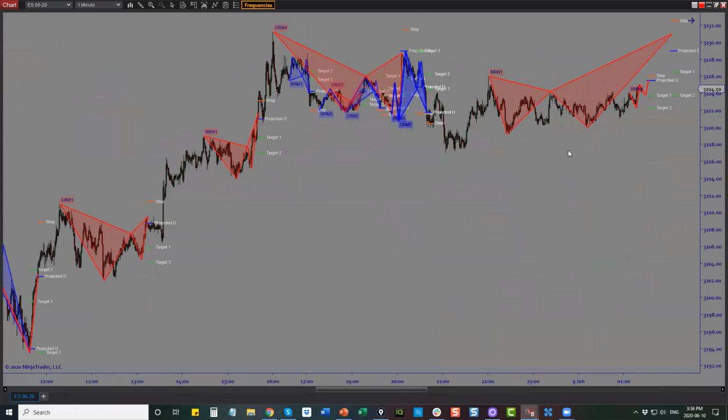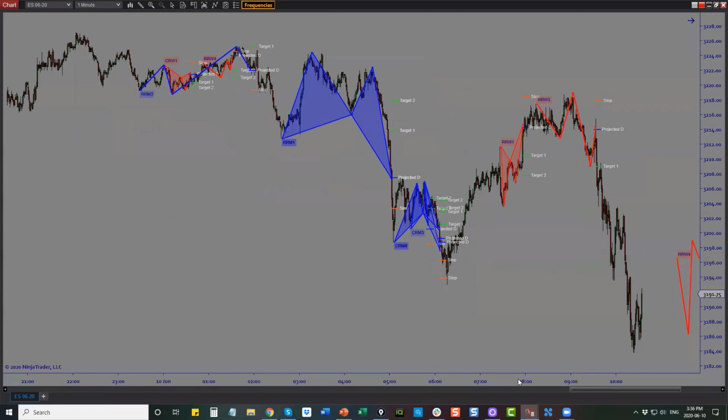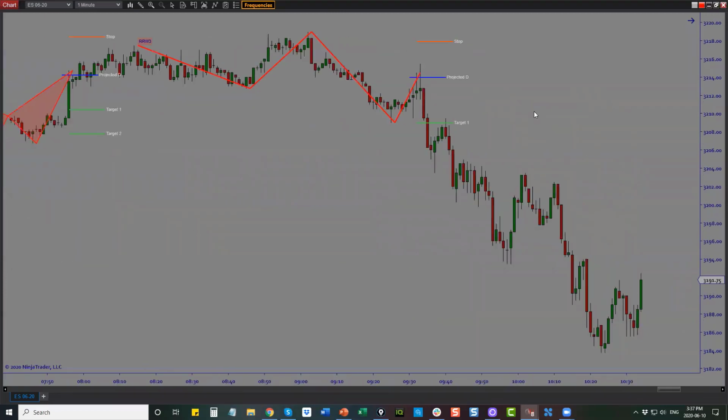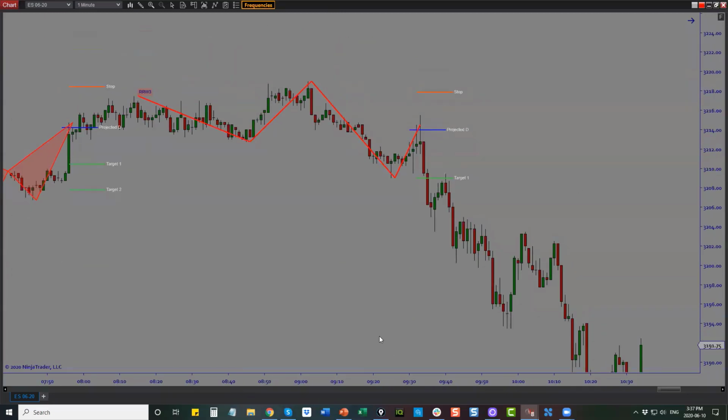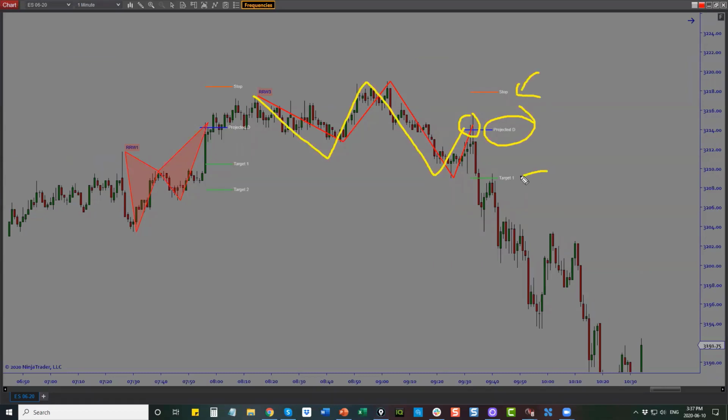The question becomes, which one should I be taking? This was the S&P short today that I missed the fill on. I missed this trade by a couple of ticks, and unfortunately it was a fantastic short. This is a reversal ratio: 1, 2, 3, pullback, projected D, stop loss here, target here. It ripped down bigger, but it was still a very clean trade, okay?